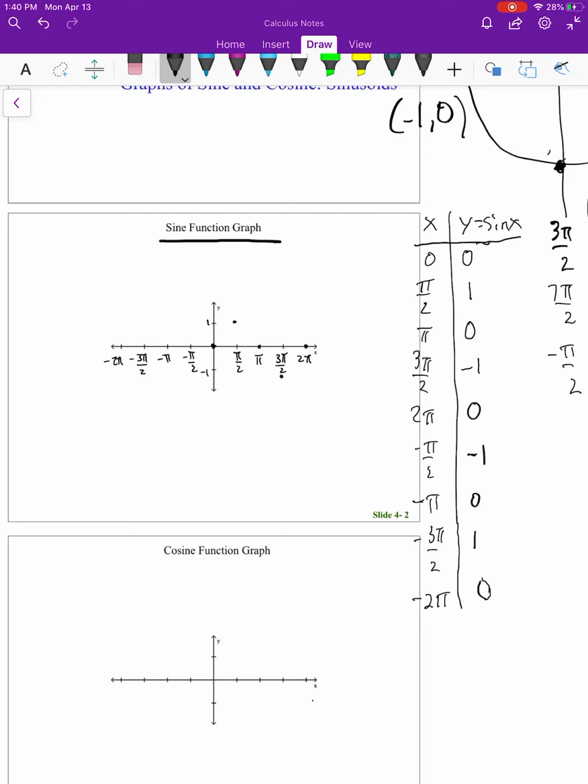0, 0, pi over 2, 1, pi, 0, 3 pi over 2, negative 1, 2 pi, 0, negative pi over 2, negative 1, negative pi, 0, negative 3 pi over 2, positive 1, and negative 2 pi, 0. And now we just want to draw a smooth curve through these points, and we have graphed the sine function.